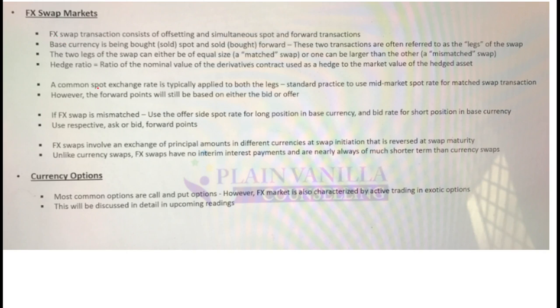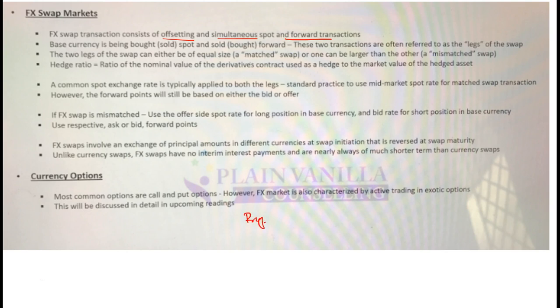So what is a swap? Swap is an exchange of cash flows. So base currency is being bought on spot and sold forward, or base currency is being sold on spot and bought forward. What does it mean? This means that we have a series of transactions that consist of offsetting and simultaneous spot and forward transactions.